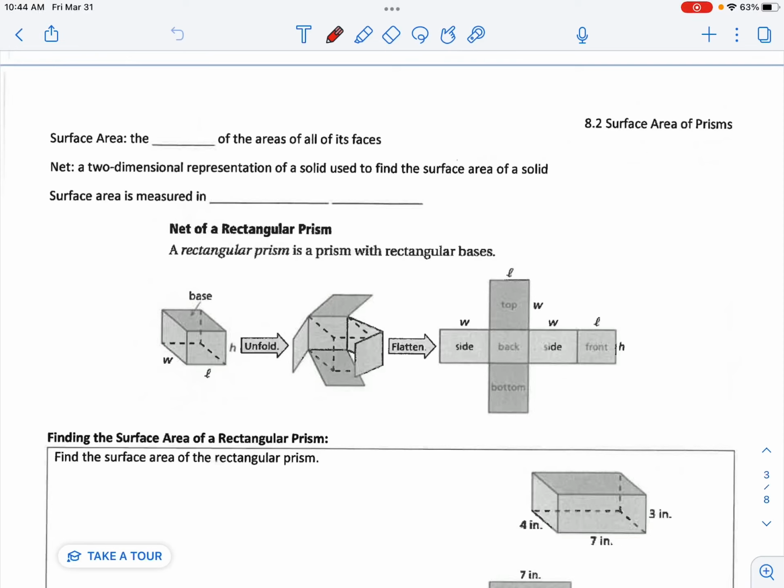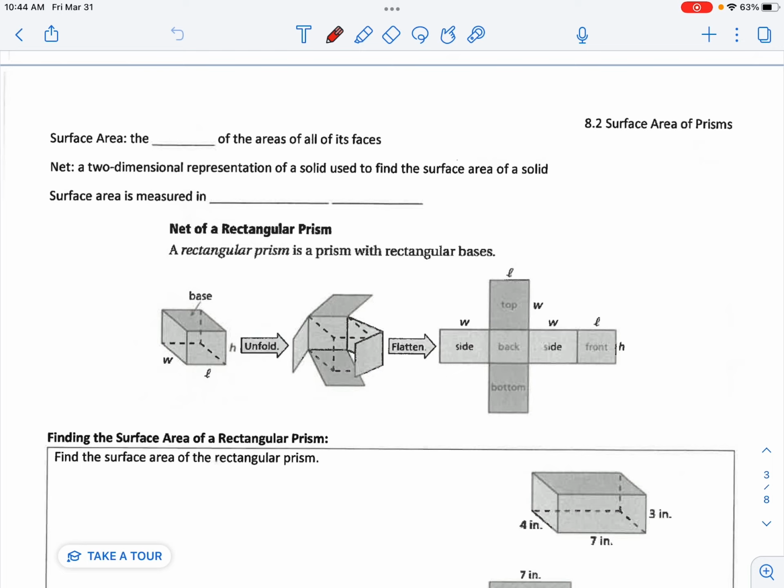Today we are moving on to chapter 8, which is surface area of prisms, surface area of pyramids, and volume. So we are skipping 8.1 today, so in your packet you need to be on 8.2, and it's going to be surface area of prisms.